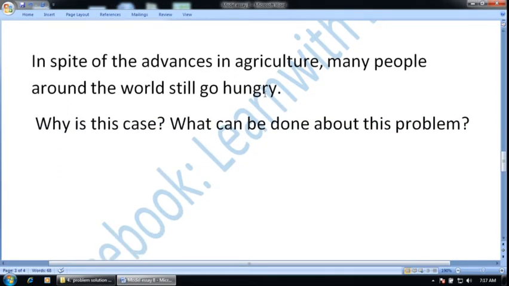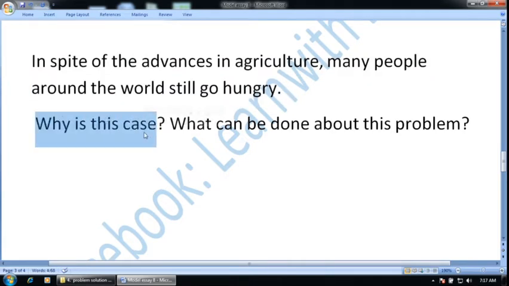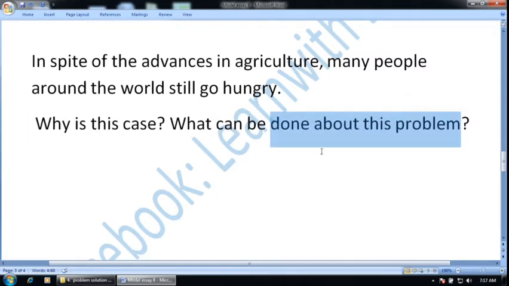This is the question for today. In spite of the advances in agriculture, many people around the world still go hungry. This is the question and this is the task what we need to write. Why is this case? Why this case means what are the reasons, what are the causes. So just prepare yourself that the examiner would write what are the causes, what are the problems and solutions. There can be different words, so here you can see, and instead of asking about solutions they have used different language. What can be done about this problem? So what are the causes, what are the problems?